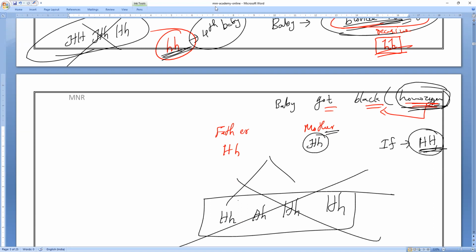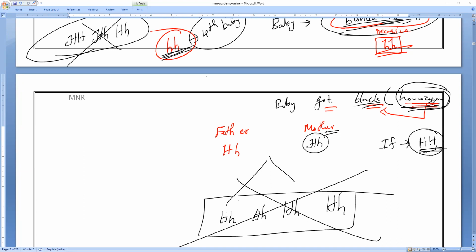Are you understanding? How to solve this? So now they are asking a baby got a pure black, homozygous black. So the mother definitely is having a heterozygous gene. That is capital H, small h. So now both undergo the reaction. What will happen?